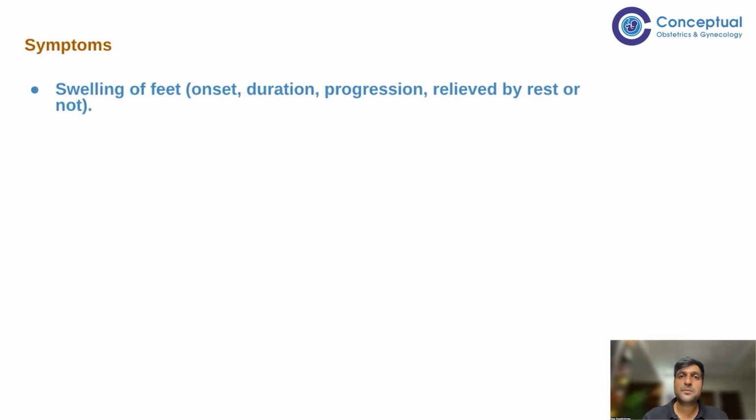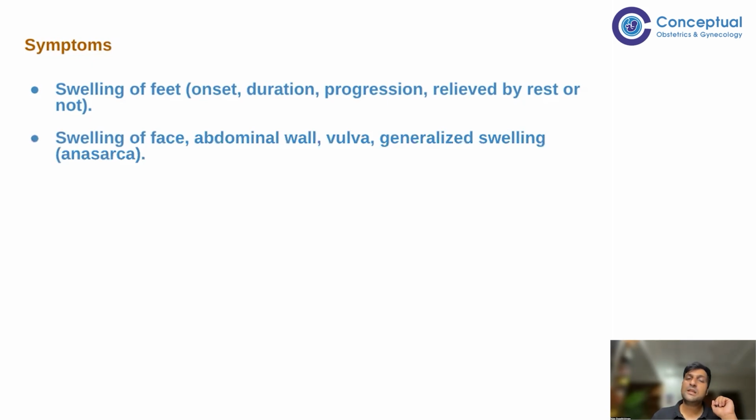Why are these things important? Because you need to differentiate between the physiological edema of pregnancy and the pathological edema of preeclampsia. So swelling of feet is an extremely important symptom in preeclampsia. Second is swelling of face, abdominal wall, vulva, or generalized swelling. That is anasarca. Why do we have to ask these things? Because it denotes the extent of preeclampsia.